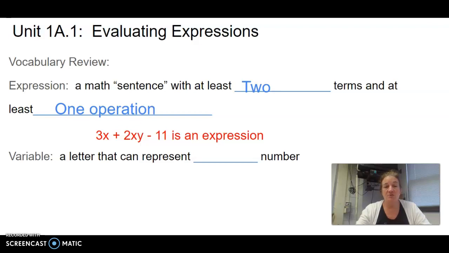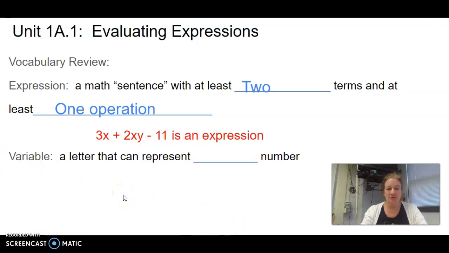So I have 3 terms. So I have at least 2. I actually have 3 terms. The plus sign is 1 operation, and the minus sign is another operation. So I have 2 operations. So this definitely meets my criteria. An expression that has 3 terms and 2 operations definitely fits the definition. Also, it does not have an equal sign. If it has an equal sign, it's an equation, right? Equal, equation. But it does not, so it's an expression.